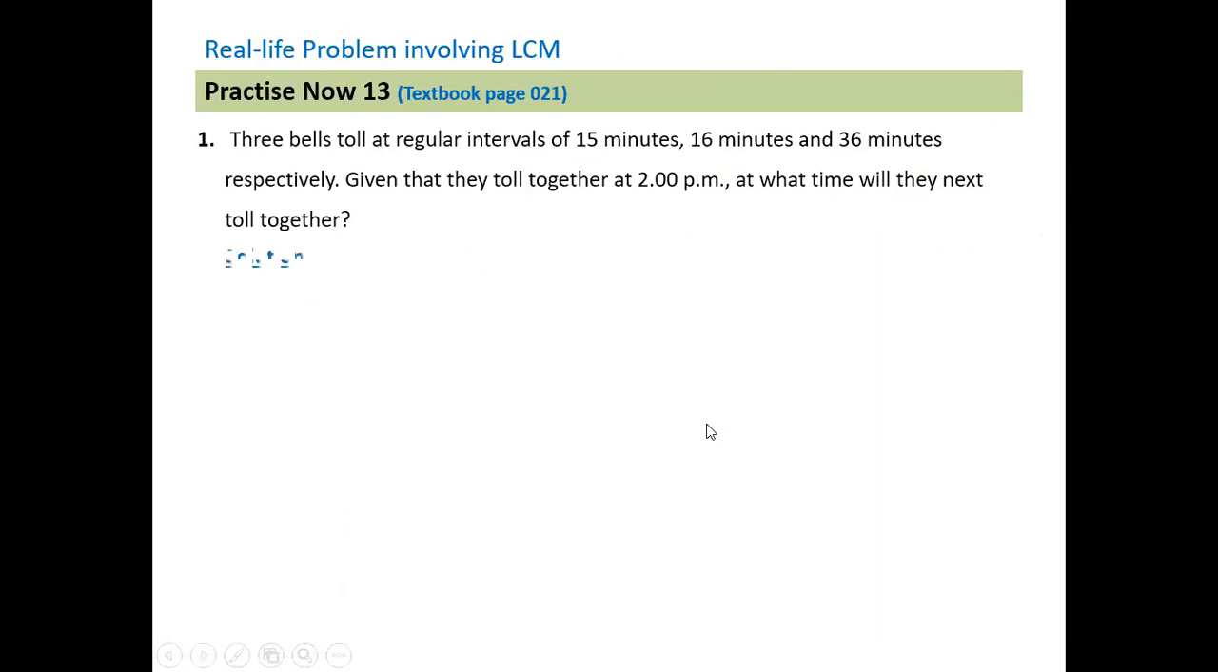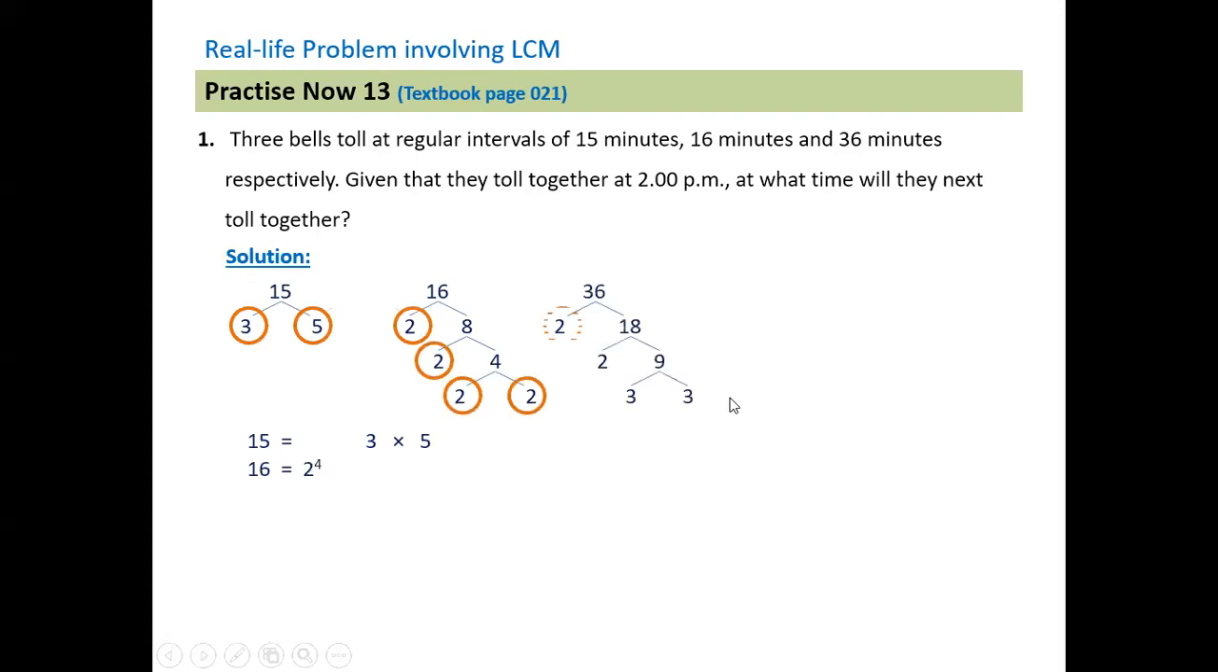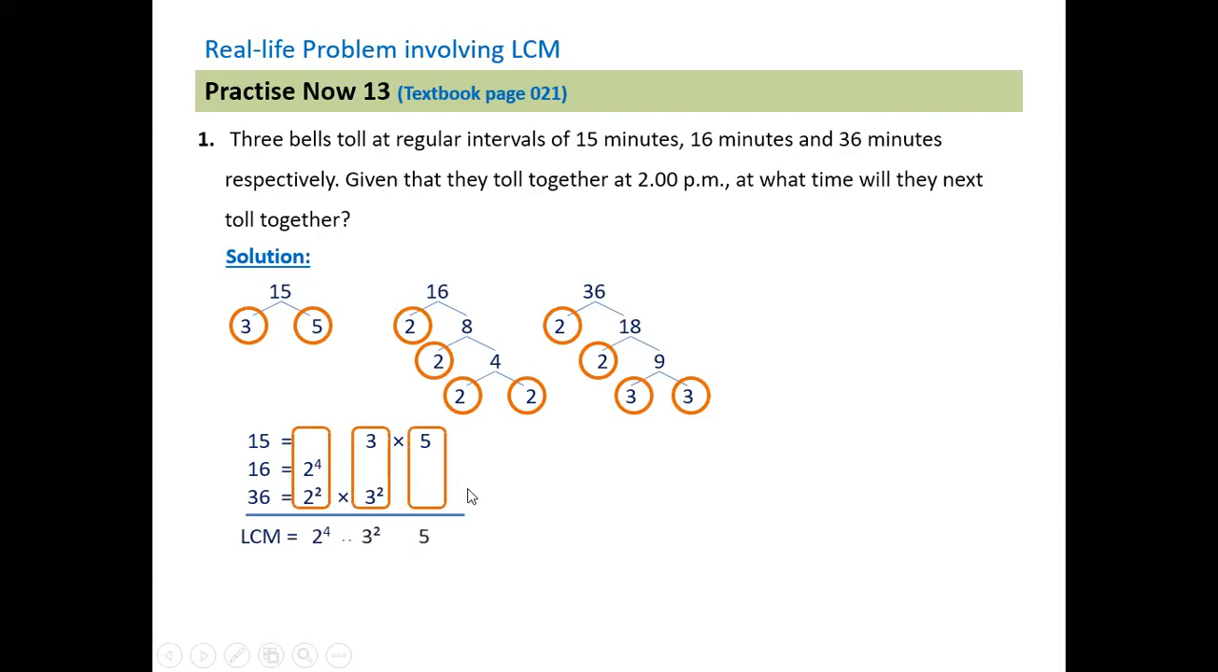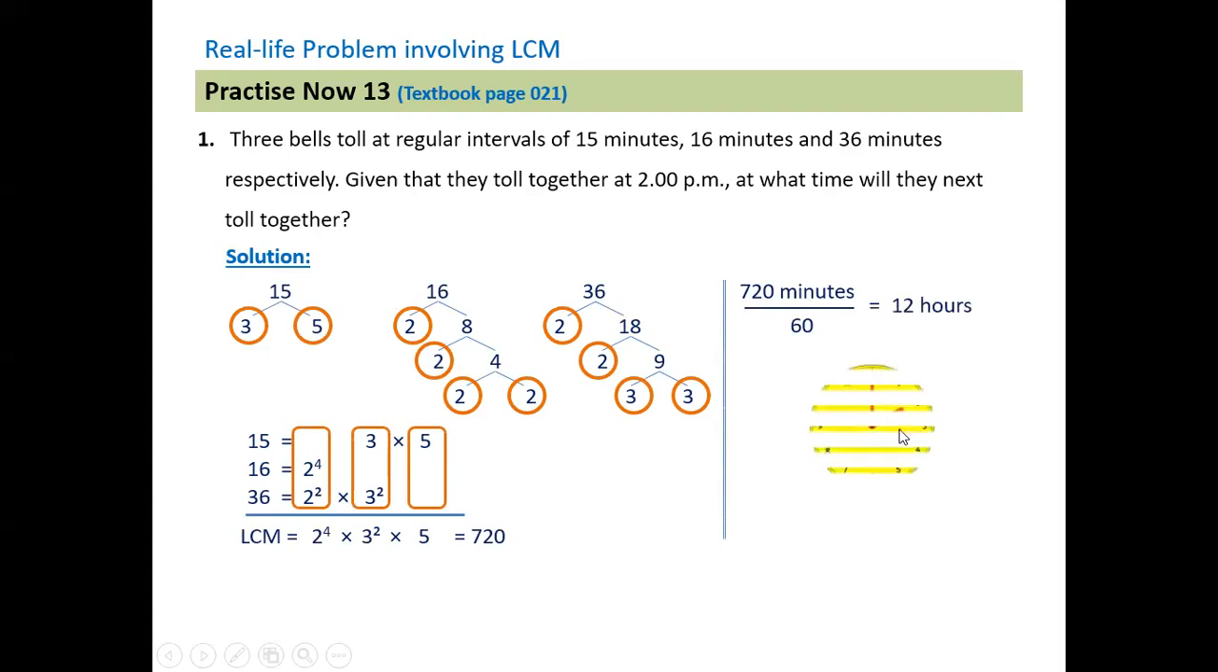Okay, it's a very good question, I have to admit. So this is how you do the LCM. You get 720 minutes, so dividing by 60 becomes 12 hours. So from 2 p.m. it becomes 2 a.m. Who do you want to wake up at 2 a.m.?